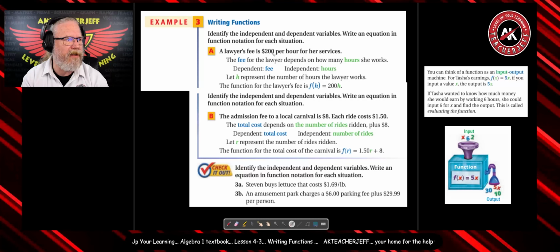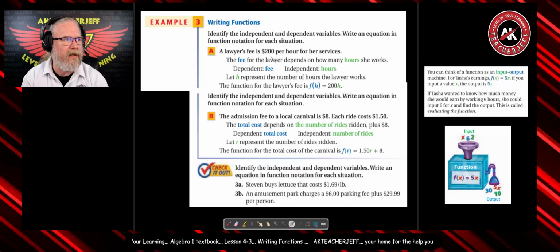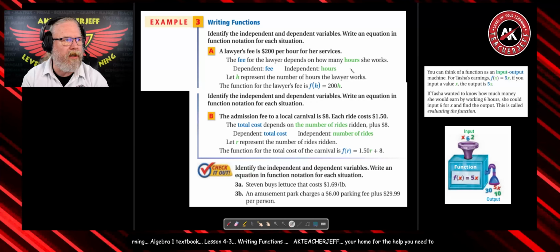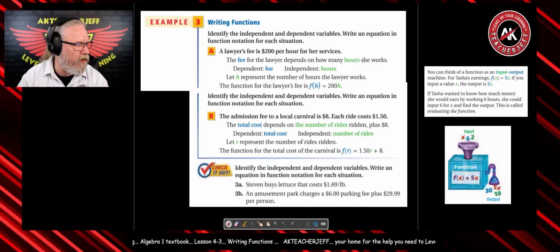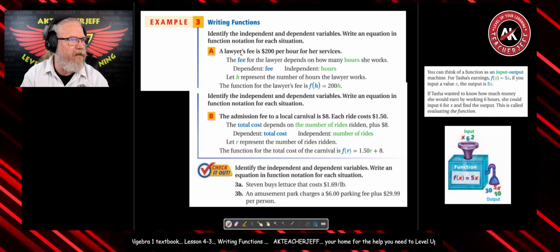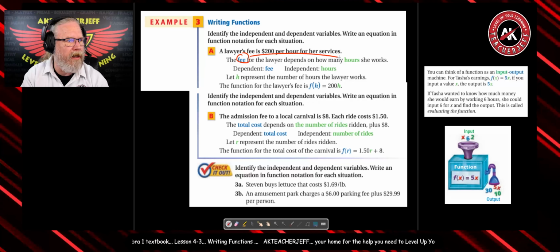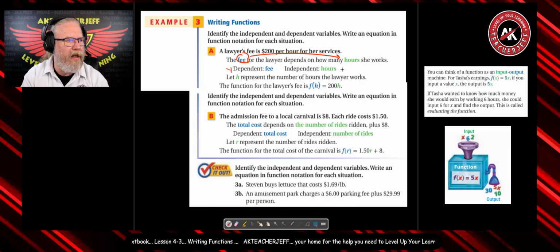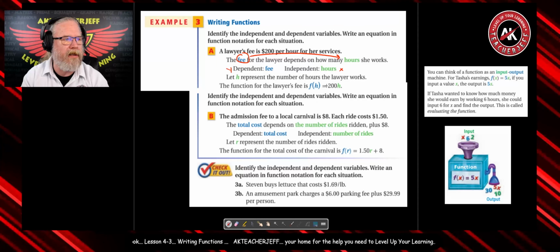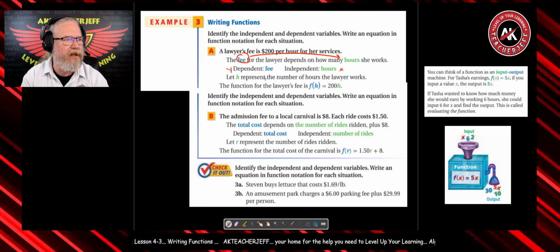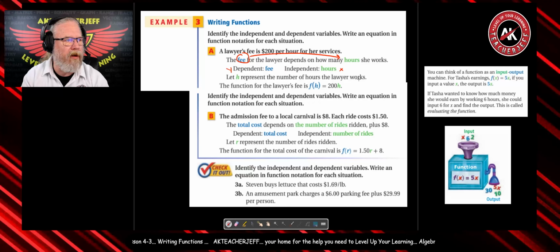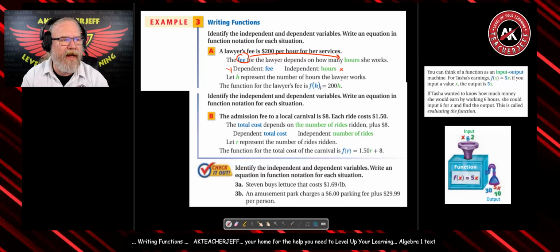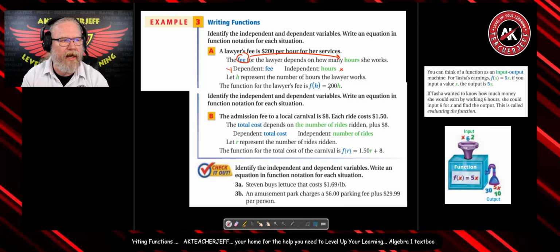A lawyer's fee is $200 per hour for her services. The fee for the lawyer depends on how many hours she works. So again, I like the whole circling thing. The fee depends on the number of hours. So dependent variable, y, is fee. Independent variable, x, is hours. So we're going to let h represent the number of hours the lawyer works. So the function for the lawyer's fee is f of x is equal to 200x.